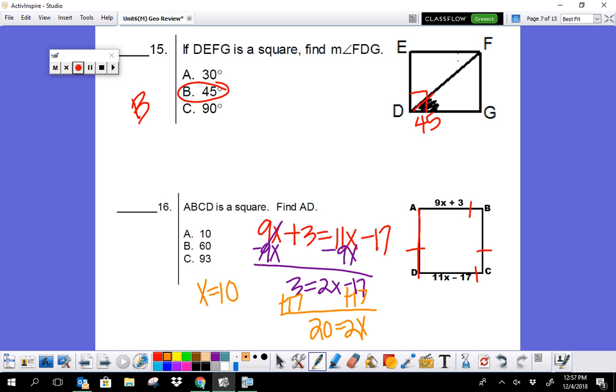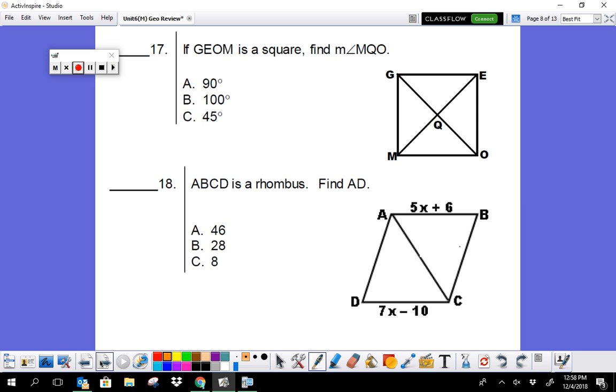Just be careful here because it's wanting you to find the side. So if I do plug 10 in, let's say 9 times 10 plus 3. 9 times 10 is 90, plus 3 is 93. If I were to check that down here and plug 10 in, it would also be 93 because this is a square. So AD is also 93. Just be careful that you plug the number back in.